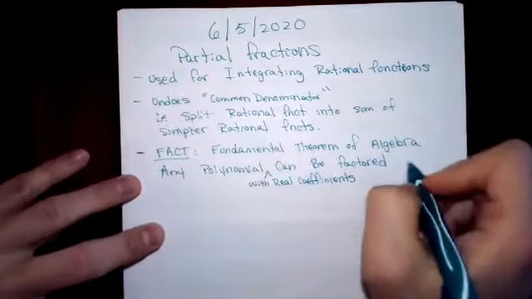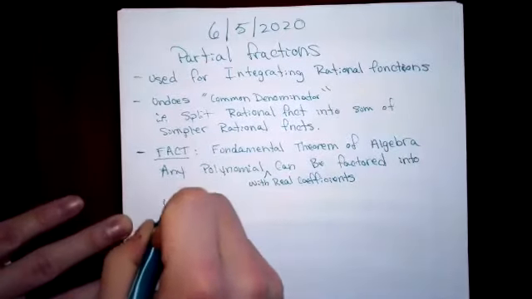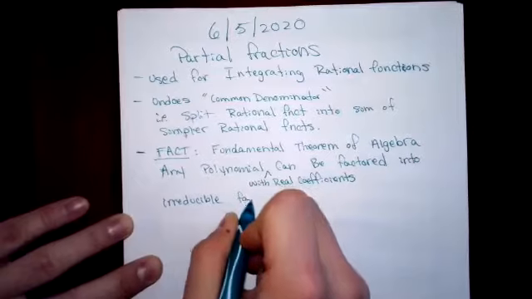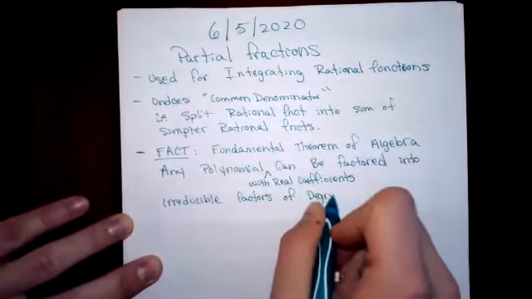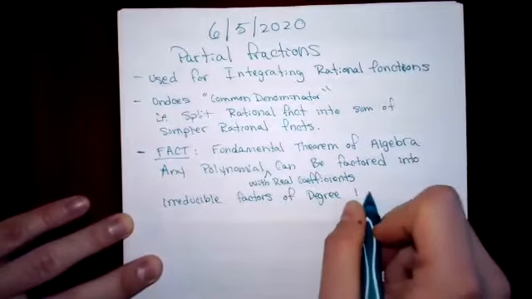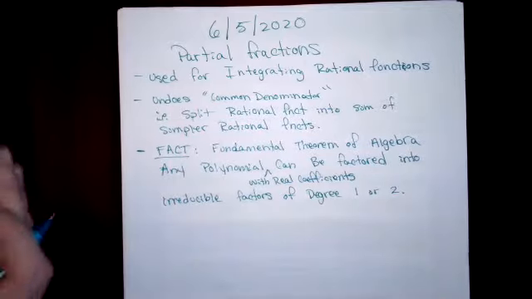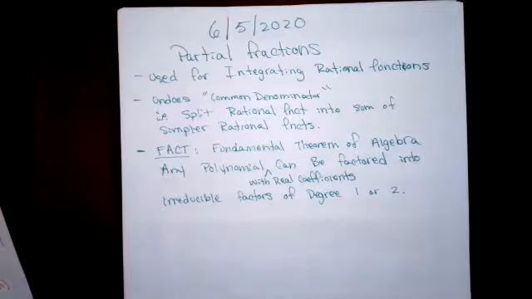So any polynomial with real coefficients can be factored into irreducible factors of degree 1 or 2. So essentially, you can always factor a polynomial into linear factors or quadratic factors. Anything of degree 3 or higher, you can always factor in some way, shape, or form. Of course, doing so is a little difficult.